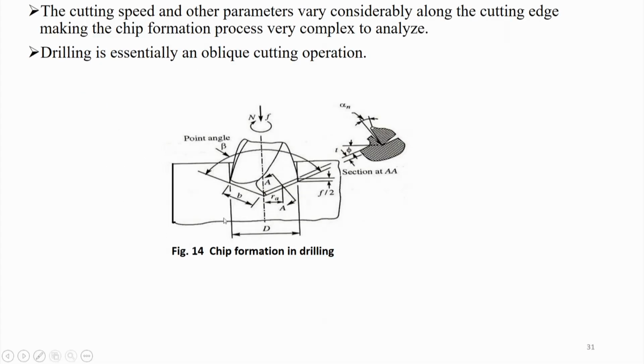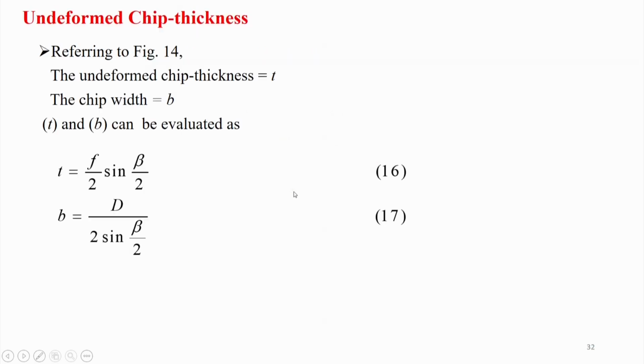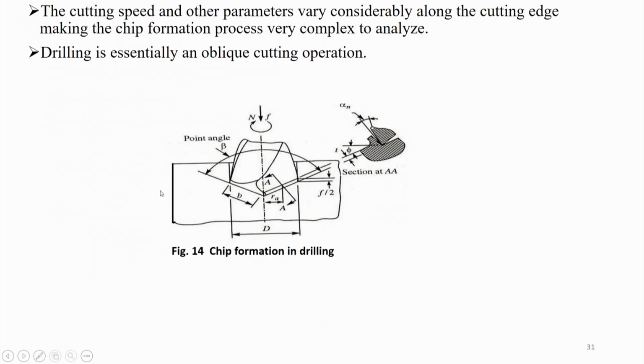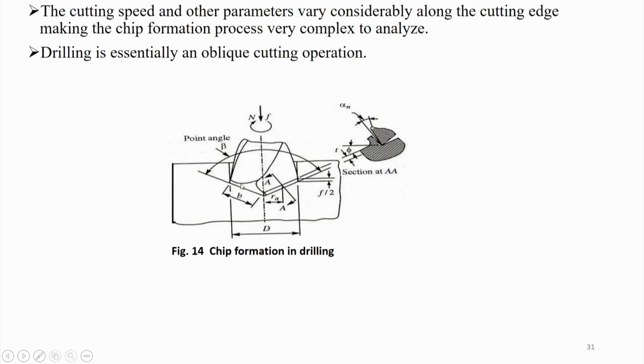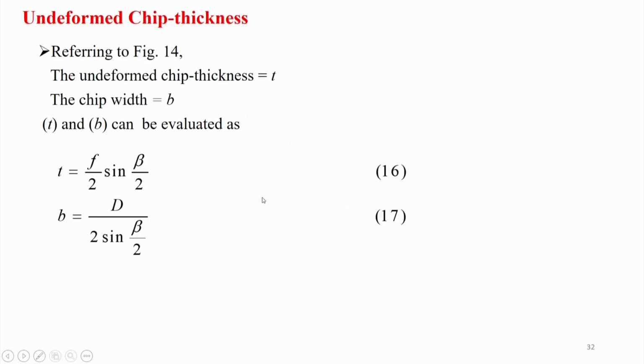So, you are seeing that T is equal to B by 2, this one, and B is actually this bit here. So, B by 2, B is equal to d by 2 sin beta by 2. That means you can say this is the chip width.